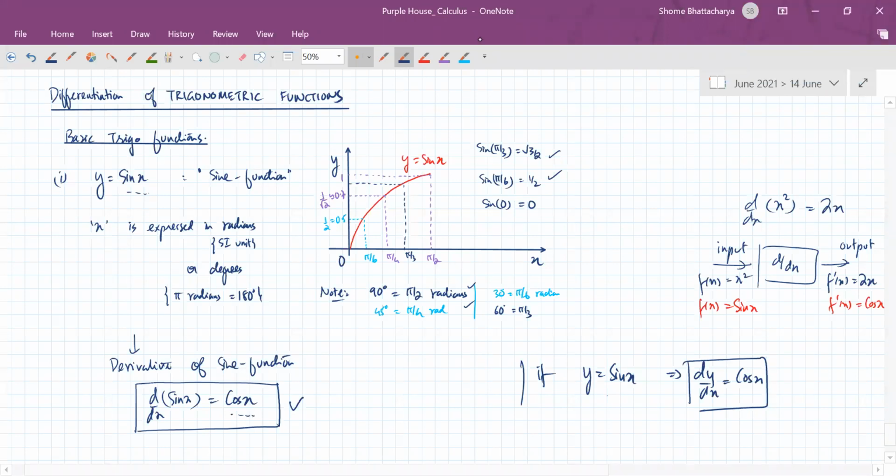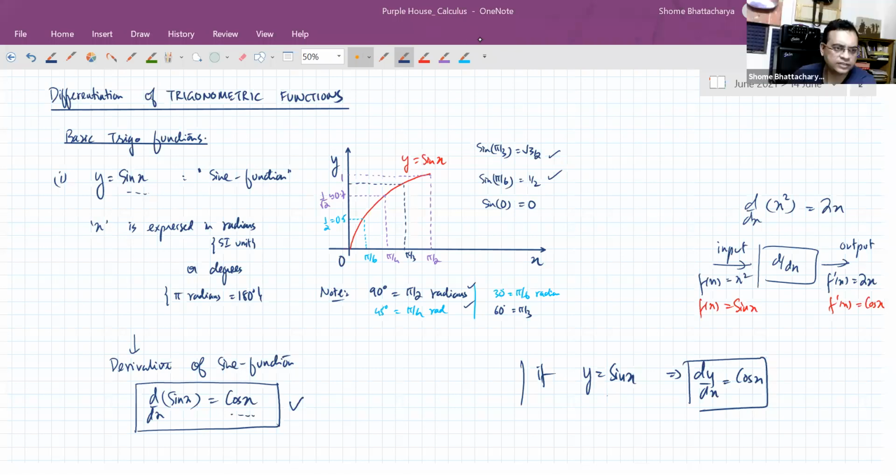Okay. Sir, could you explain the input and output that you wrote? Yeah, see, differentiation is a process, no? It's an operation. So in an operation, when we input a function, what is the output we get after doing the operation? We get the derivative of the function. Understood?